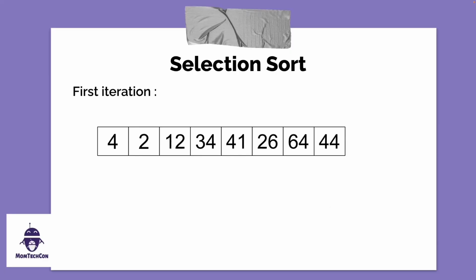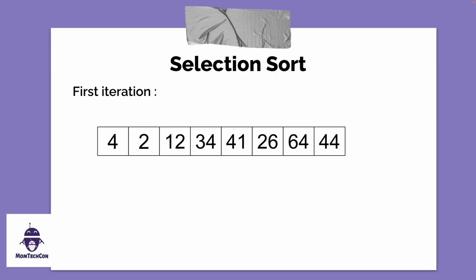Now let's see the selection sort. The selection sort works by having a pointer on the first element of the array. Then we search for the smallest element in the array and swap. Then we increment the pointer, look at the second smallest element, swap, and so on.